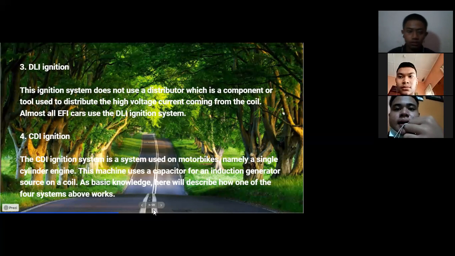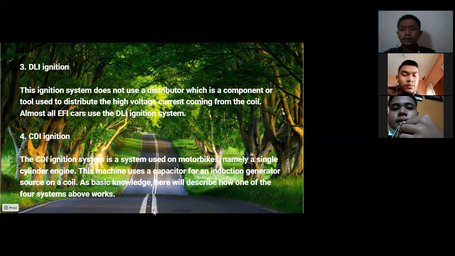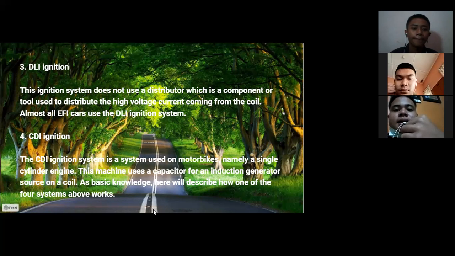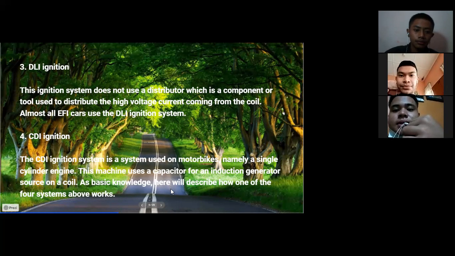Number three, DLI ignition. This ignition system does not use a distributor, which is a component used to distribute the high voltage current coming from the coil. Almost all EFI cars use the DLI ignition system. Number four, CDI ignition. The CDI ignition system is used on single-cylinder engines. This system uses a capacitor with an induction generator as the source for the coil. As basic knowledge, here we will describe how one of the four systems above works.